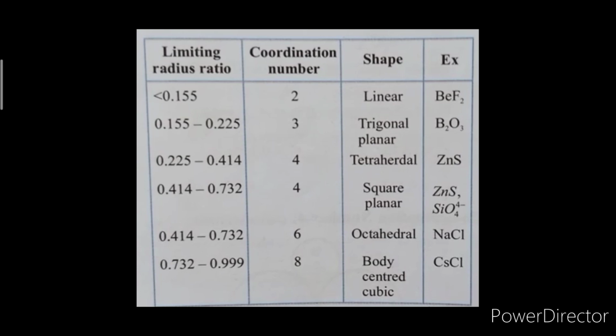Once you observe this table of limiting radius ratio, coordination number, shape and examples, the last but one row is 0.414 to 0.732. That is the limiting radius ratio. It gives a coordination number of 6, octahedral, and the shape is sodium chloride type. Example is like this. You go through this table also.